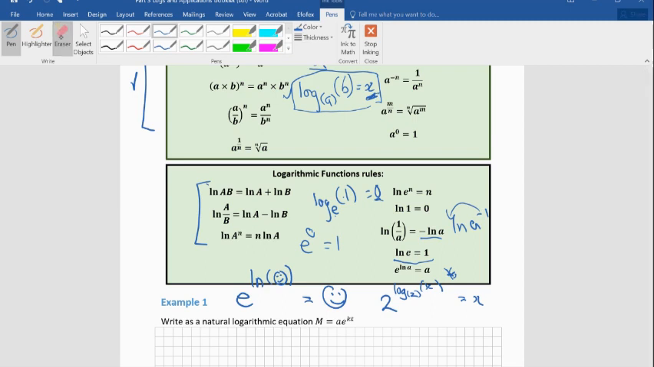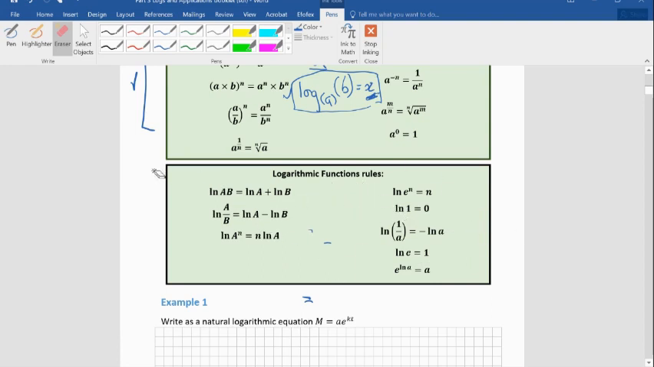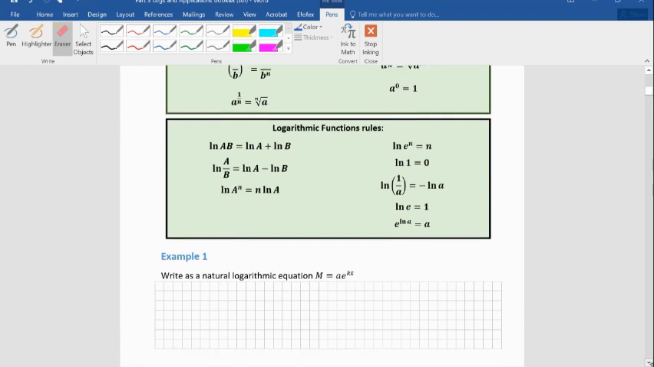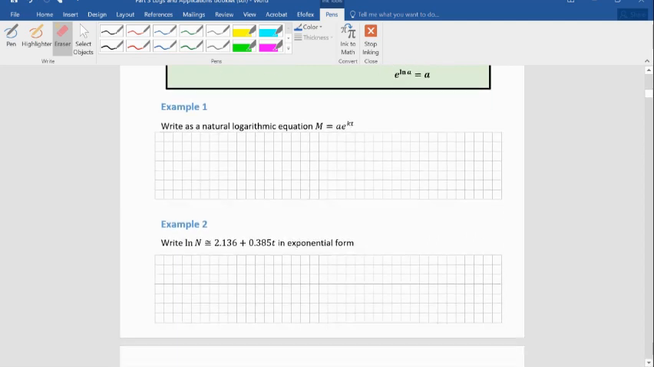I'll just rub them off just to make that a bit tidier. And we'll have a look at using those in the questions over here. We've got some rearranging techniques to start with underneath in example 1. You may not have seen this before, but it says write as a natural logarithmic equation.